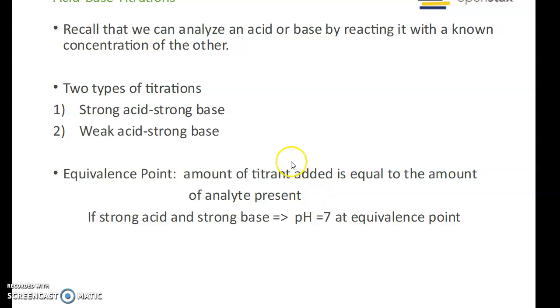We're next going to talk about acid-base titrations, and we can analyze an acid by reacting it with a known concentration of the other, right? Strong acid, strong base, weak acid, strong base. These are the two that you're going to have in the lab next week. The equivalence point is when the amount of titrant added is equal to the amount of the analyte present. The analyte is what's in the beaker down below. The titrant is how much you've added from the burette up above.